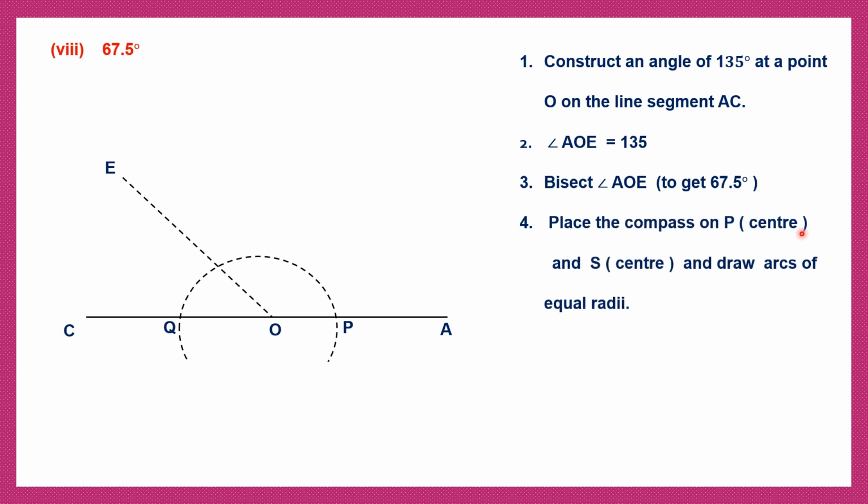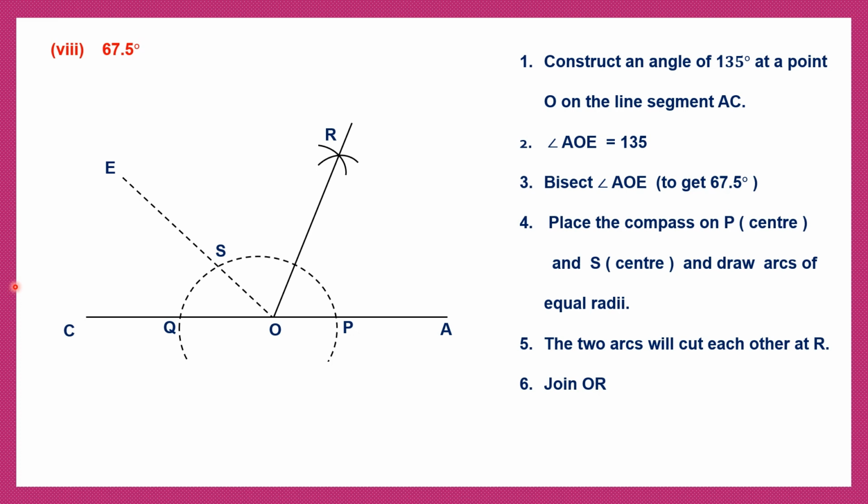Then place the compass on P and S. Okay, so here we have S. Now place your compass at P, place your compass at S and draw two arcs. So let's do that. Let's draw two arcs. So one arc is there, the other arc is there. Now the two arcs will cut at R. Join OR. So now you have joined OR, AOR. Okay, so AOR will now be equal to 67.5. So here what you have got is 67.5.